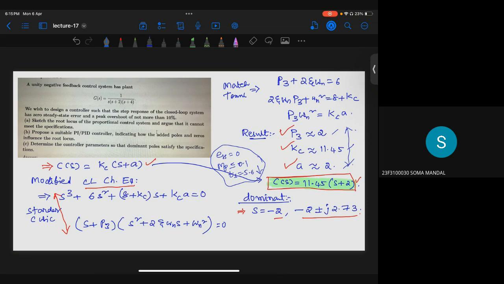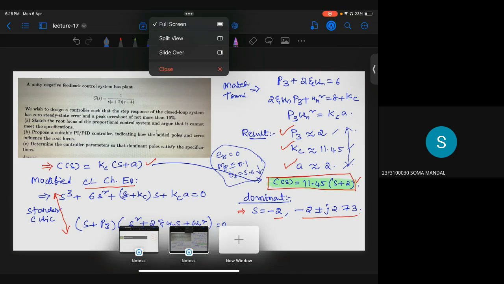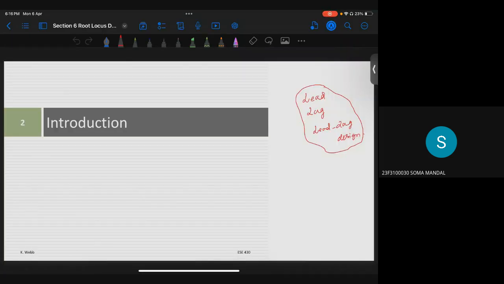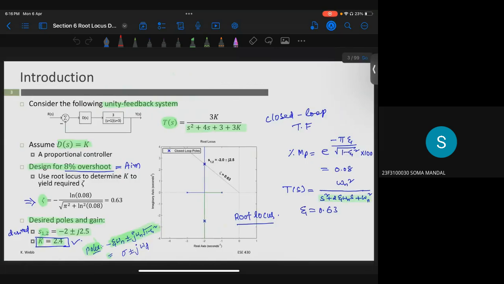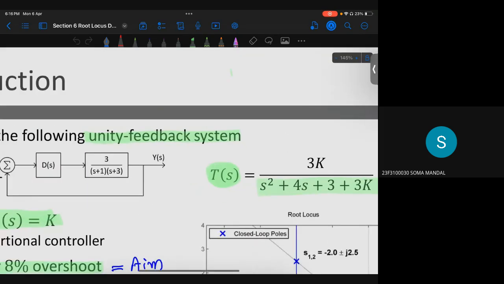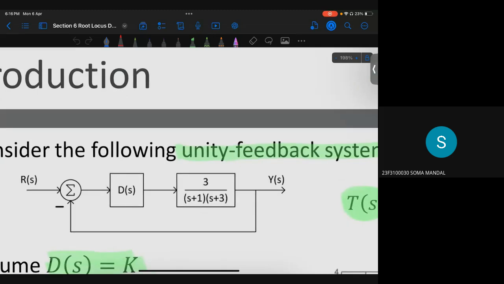Any queries? Okay, if there are no queries, let us go for this surprise test. Everyone take this example.